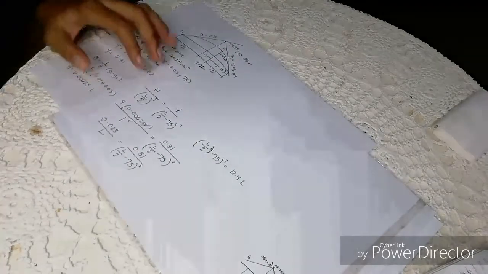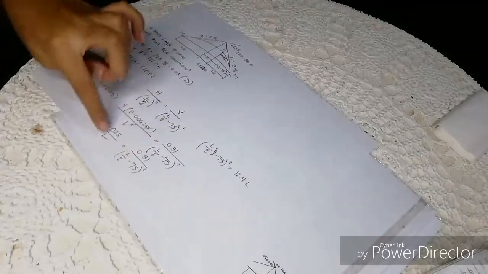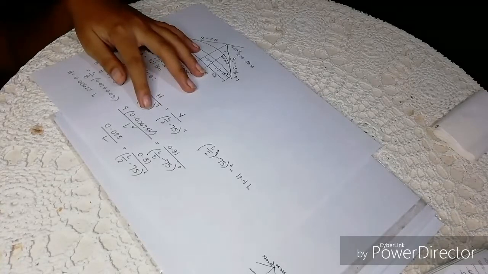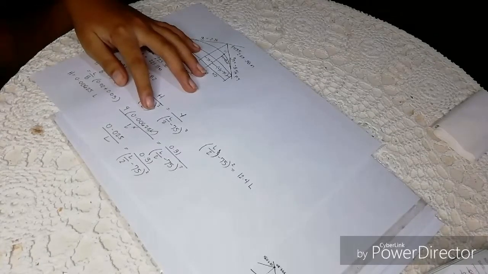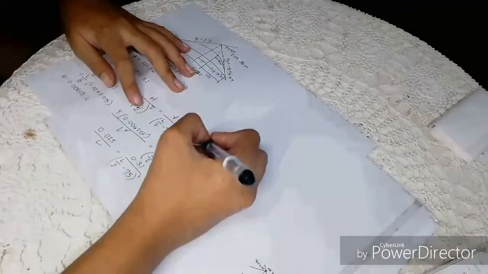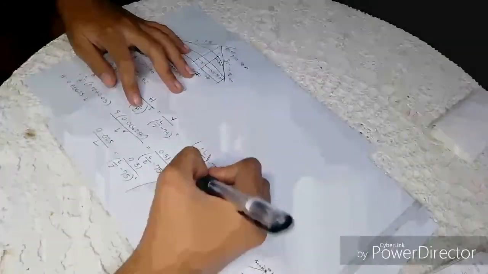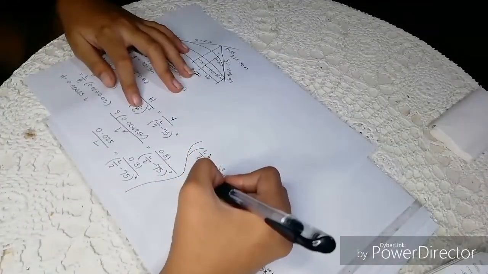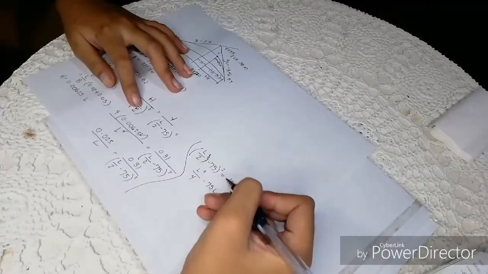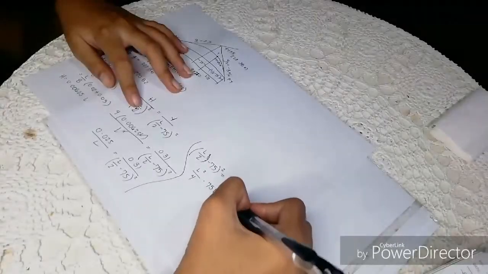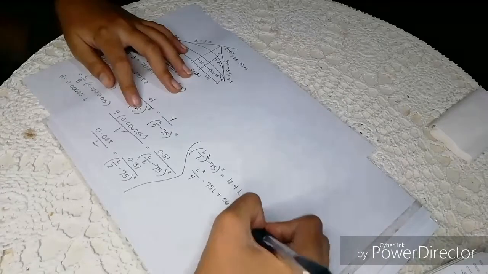Saan siya nakuha? I-cross multiply lang natin ito, then ang sagot niya is 12.4. Then i-times natin yung L squared, labas na natin yan, L squared over 4, 75N plus 5, 6, 25 plus 2, 12.4N.